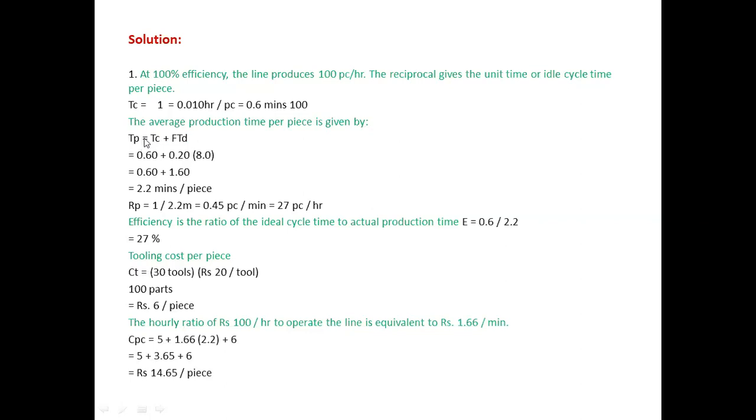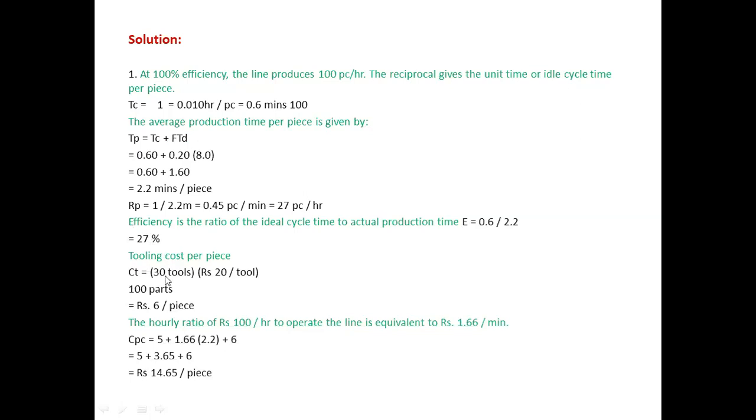Once you calculate the average production time, you can calculate the production rate. So RP equals 1 upon TP. This equals 27 pieces per hour. It means your production line will produce 27 pieces per hour. Therefore, the efficiency is the ratio of the ideal cycle time to the actual production time. So E equals TC divided by TC plus F TD, which is 0.6 divided by 2.2 minutes per piece. It means E equals TC divided by TP, and this efficiency comes to 27%.